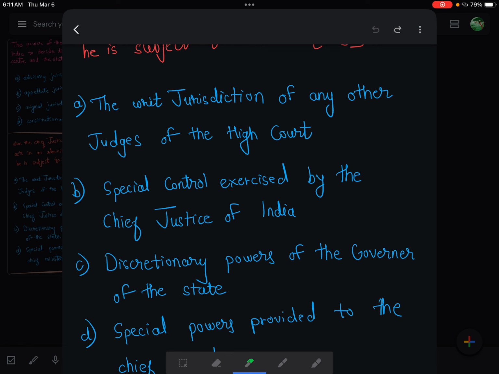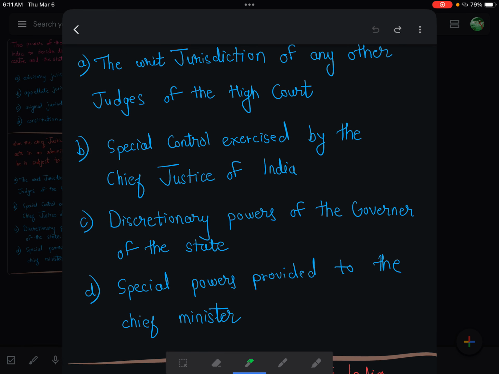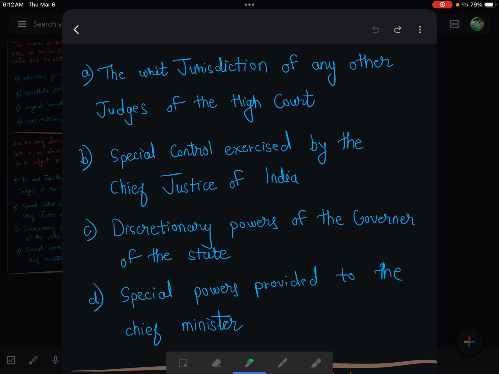Now, why are the other options wrong? Let's take a look at option 2. Special control by the Chief Justice of India. This statement is wrong. The Chief Justice of India is the head of the Supreme Court, not the High Court. The Chief Justice of India does not control the day-to-day administration of high courts. So, the Chief Justice of India does not have special control over the Chief Justice of a High Court.